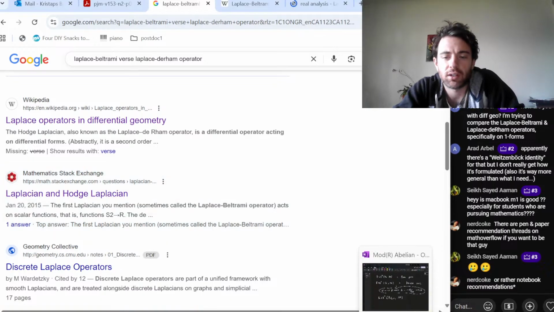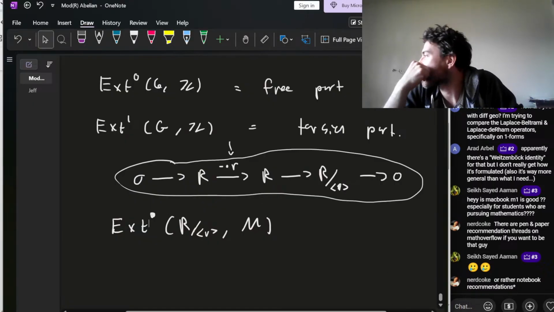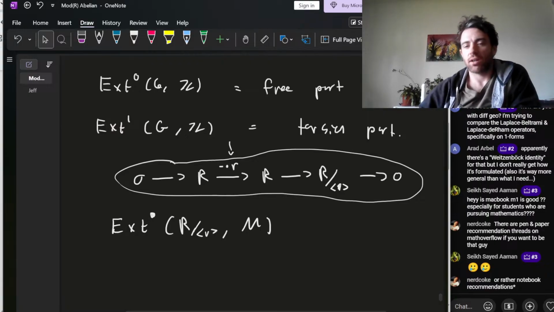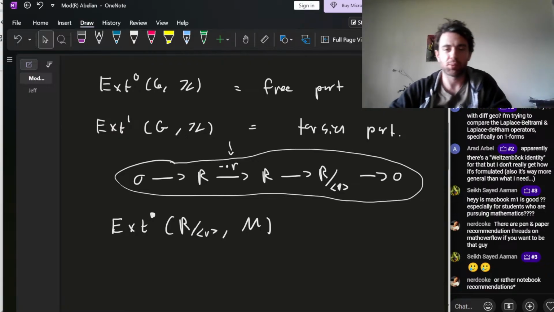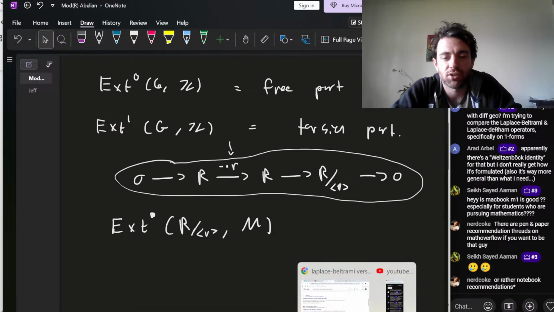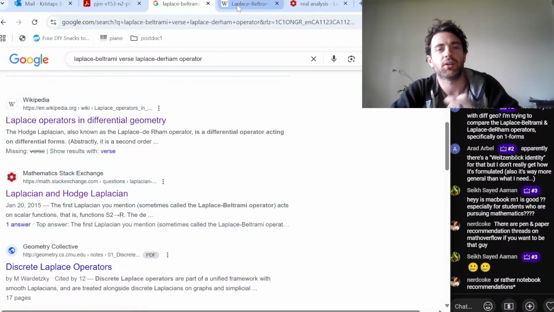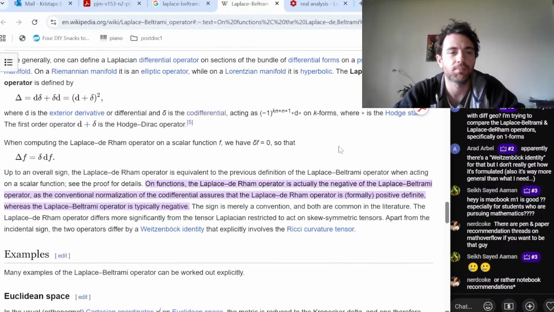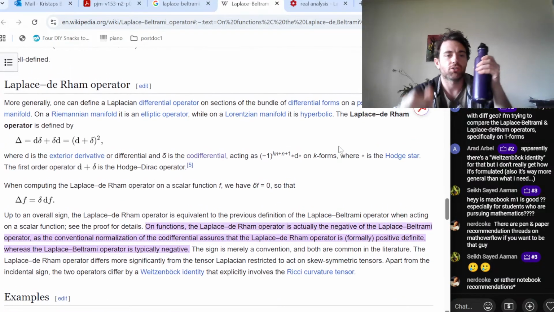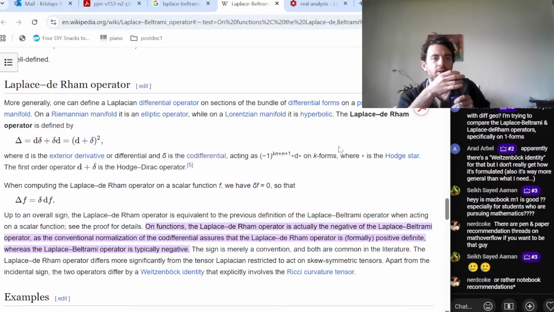I need to look more into the Laplacian. There's a line of thought I had about stuff to do with the Laplacian. Okay, let me not get sidetracked. Let's look at this. Right, this is Laplace de Rham.